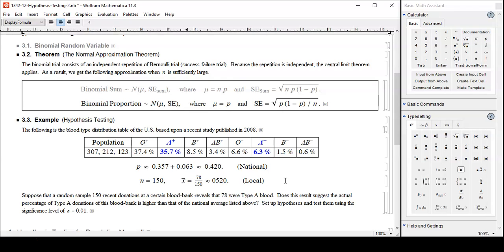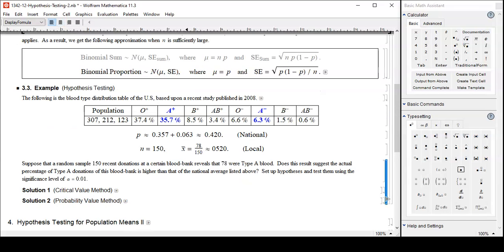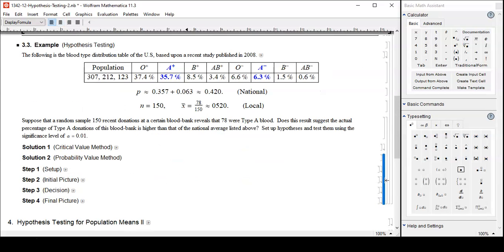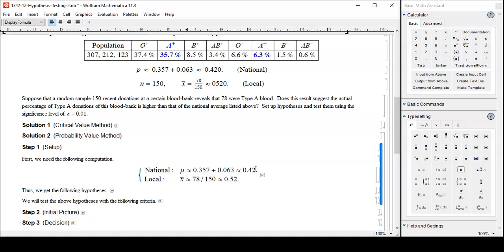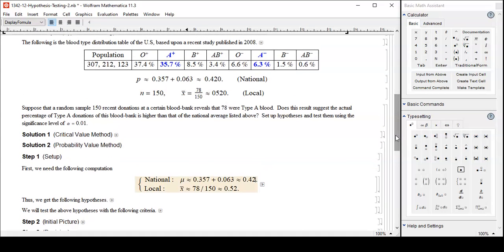All right, how do we set up the hypotheses? Well, national and local figures. Okay, all right, we have the national average, 42%, and locally we got 52%. So this is going to be the null hypothesis, and that's the alternative hypothesis. Is that right? That's it, isn't it?